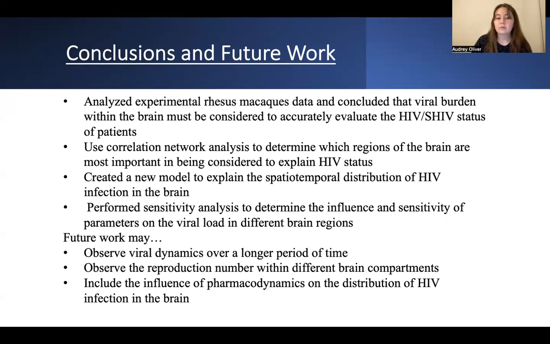Future work, we may observe viral dynamics over a longer period of time since HIV is a lifelong diagnosis. And we hope to observe the reproduction number within different brain compartments and have that ready in time for the ACCESS event. And later on down the line, we'd like to include the influence of pharmacodynamics on the distribution of HIV infection in the brain, or more just look at how medication affects that distribution.